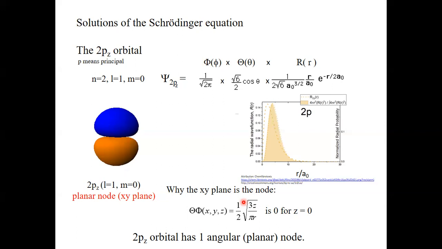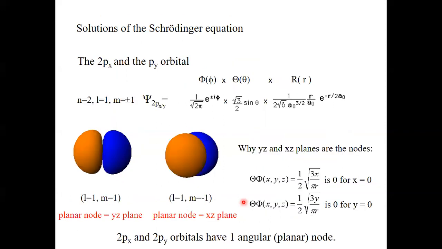So now what about the other two? The 2px and the 2py. So for the 2px and 2py, m would be plus 1 and minus 1 respectively. So you see here the respective mathematical terms for these two orbitals. So in this case, only the angular part of the wave function changes. The radial part of the wave function is exactly the same as for the 2pz orbital.